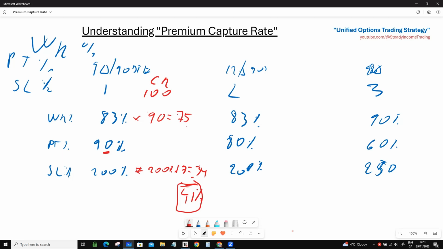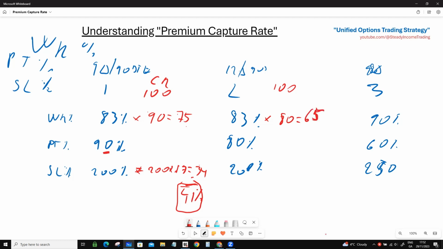This one was 83, still 83%, but we're doing 80%, 200 stop loss, and the number here would look like this. We're going to get 80% of the initial premium of the initial 100. We'll get 83% of the time. So if you take 80 times 0.83, you will get 66.4. Let's call it 65 for simplicity.